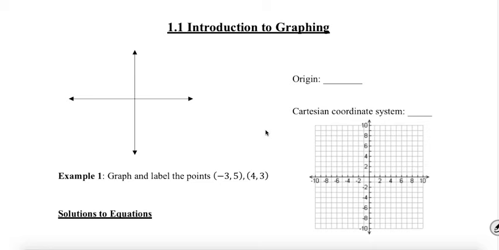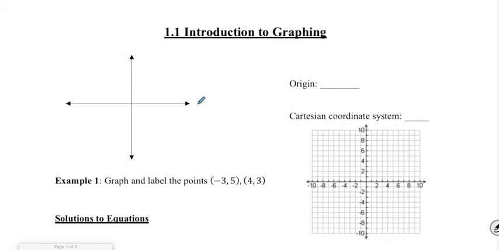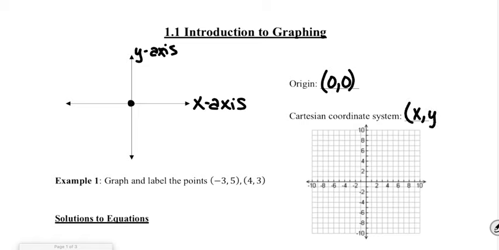We're going to jump right into 1.1 Introduction to Graphing. So on your papers you're going to see that you have an XY axis for graphing. So this guy right here is your x-axis, and then we have our y-axis. The origin is that spot where those two axes meet, and that point is known as 0, 0. In the Cartesian coordinate system, your first number is the x value, your second number is the y value.